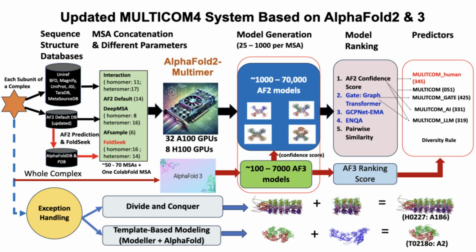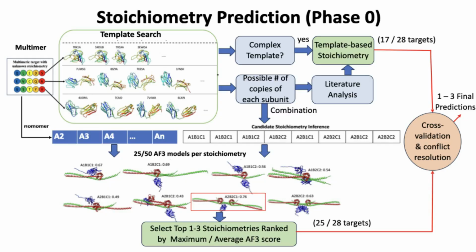Another big disruption we needed to handle is stoichiometry prediction. We never did this before, so we had to figure out a solution. So here's the approach. Given each subunit, we search the PDB database to find templates. Then if all those templates for different chains come from the same complex template, then it's easy. We can easily generate the stoichiometry prediction.